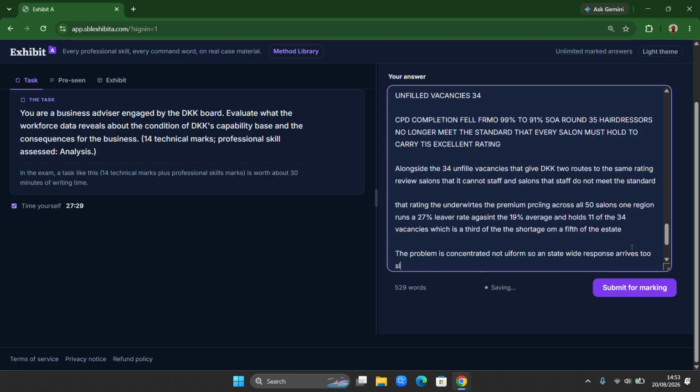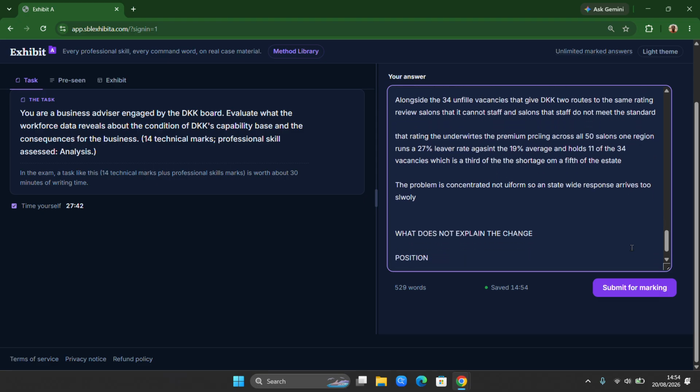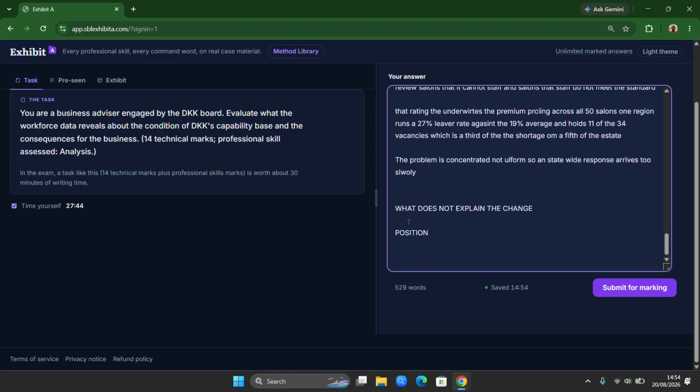Okay, so notice what I did not write in that last bit. I did not say the leaver rate causes vacancies, because the exhibit doesn't tell me that, and I'm not going to invent it. All right, so point 4. What does not explain the change? Here we had the 35 and 34 from before.